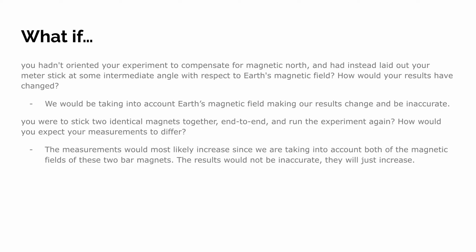Finally, what if you were to stick two identical magnets together end to end and run the experiment again, how would you expect your measurements to differ? The measurements would most likely increase, since we're taking into account both of the magnetic fields of these two bar magnets. The results would not be inaccurate, they would just increase, since we are adding one magnetic field to the one that we already have in our experiment.